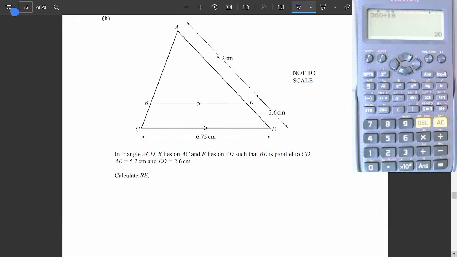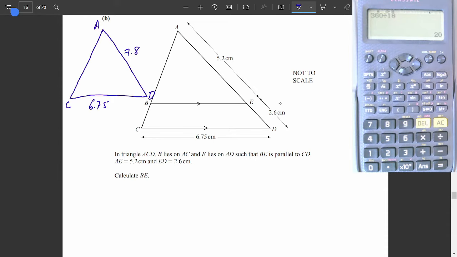Question 11b. What we've got here is to recognize that we're working with similar triangles. There's the big triangle, and I'm going to redraw the big triangle over here. The big triangle refers to the triangle ACD. The big triangle has a base CD of 6.75, and AD is 5.2 plus 2.6, which is 7.8.